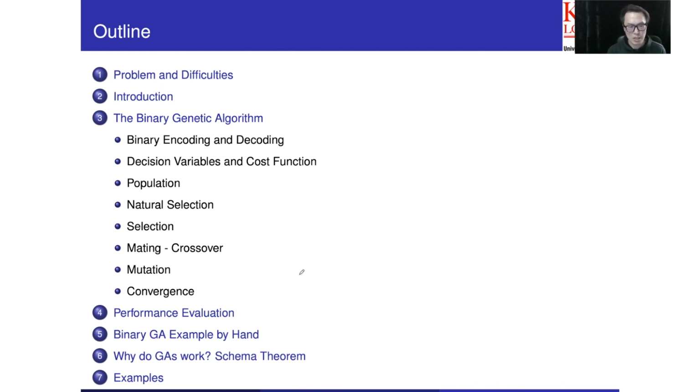Later on, I'm going to give you some details about how it works step by step, showing an example by hand. When we use performance evaluation, we will note statistically how good the genetic algorithm works. But theoretically, how do we show that it works? That is the schema theorem. We will look at the schema theorem to show why GA works. Later on, we are going to cover some applications and examples. We are going to use MATLAB to see how we apply a computer script to deal with some applications.